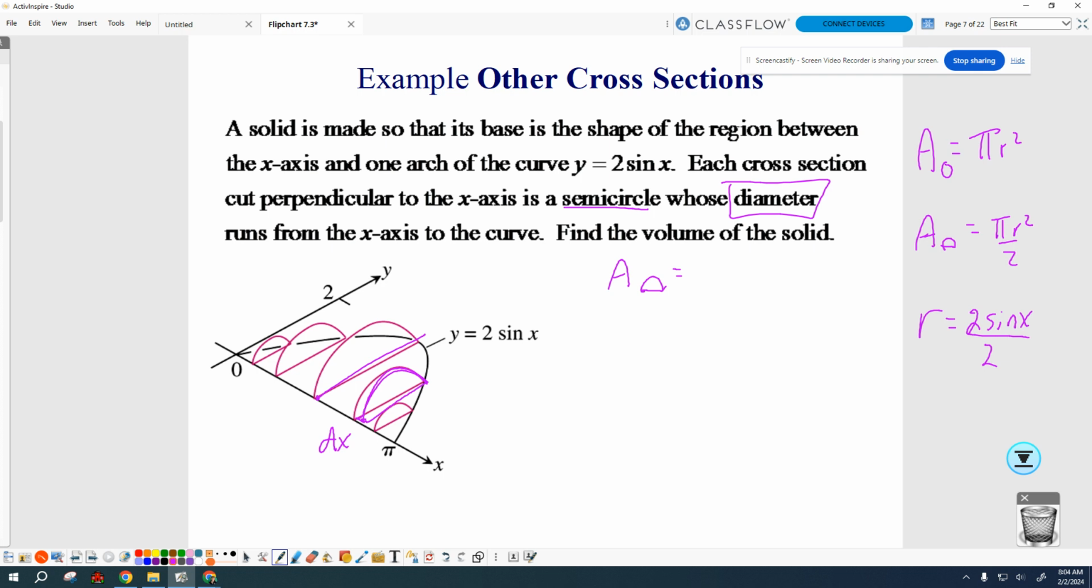So Josh, what's the area equation of a single semicircle? You plug in the radius. So it's going to be pi times 2 sine x over 2, squared. The 2 over 2 reduces, so that.